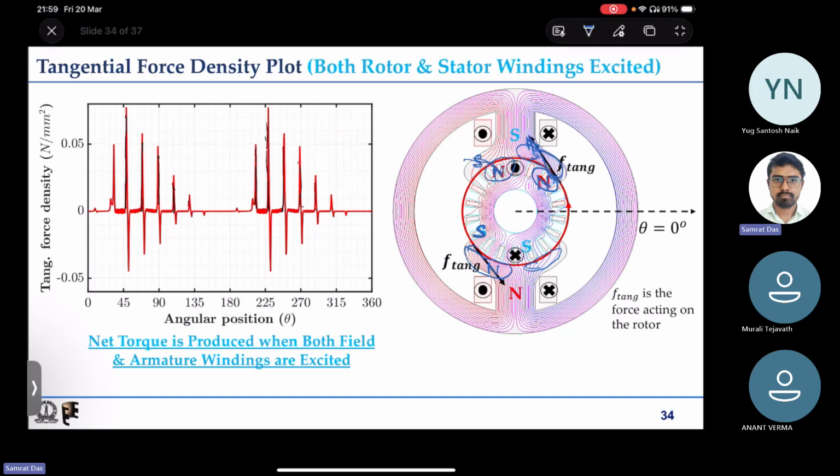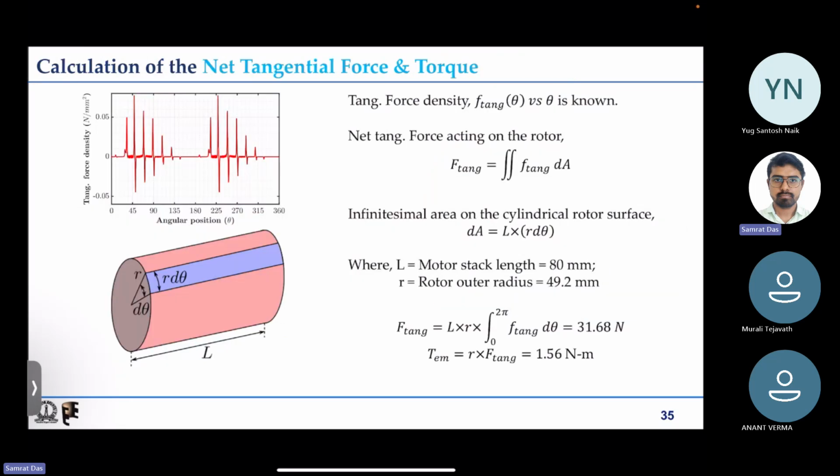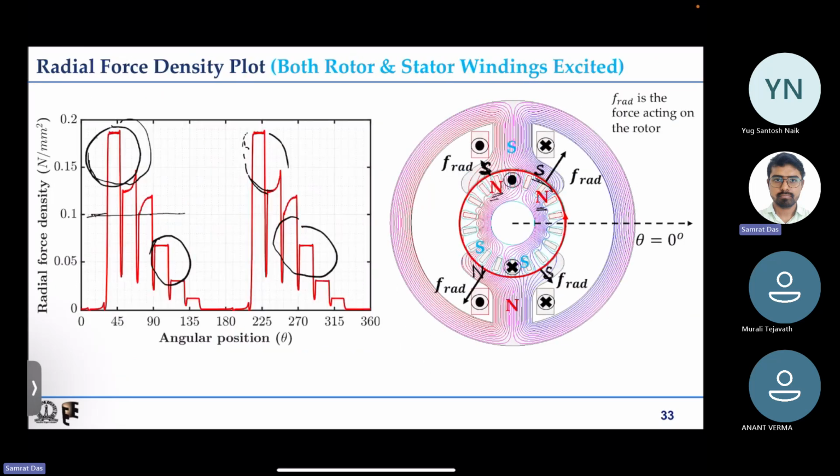So the rotor south pole will get strongly attracted in this direction, which will have some radial component and some tangential component as well. So this force and this force will add up in the tangential direction, and they will lead to the torque production as we have. So some positive net torque is produced when both the field and armature windings are excited.